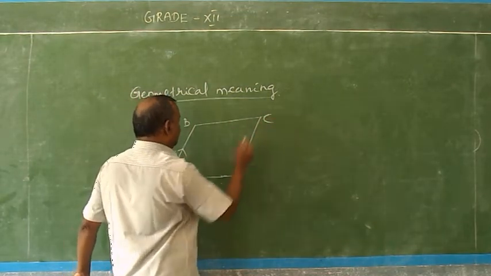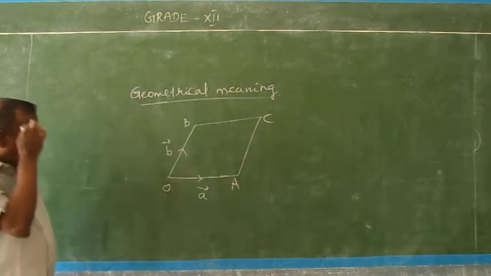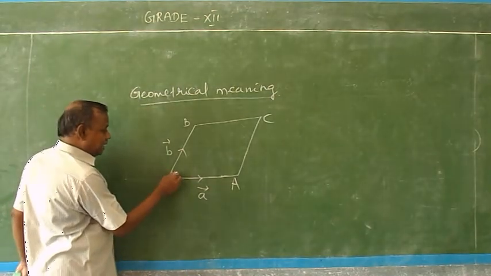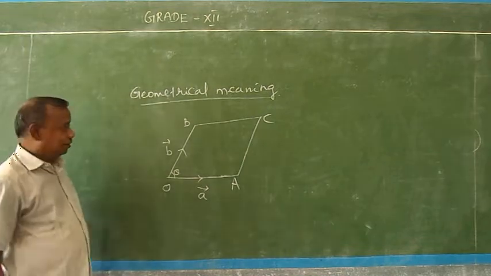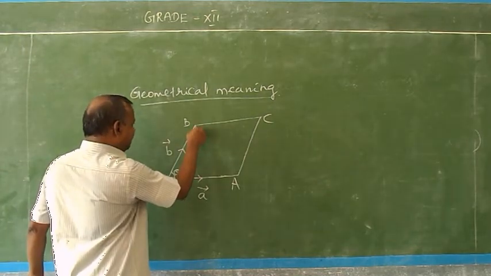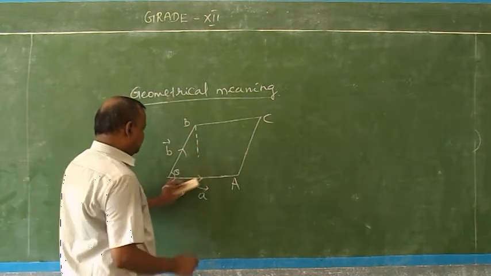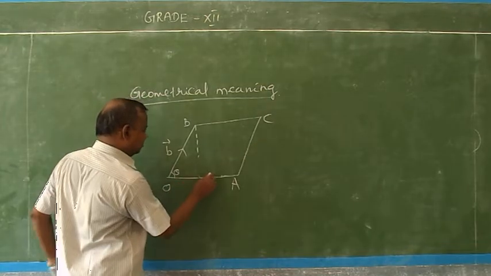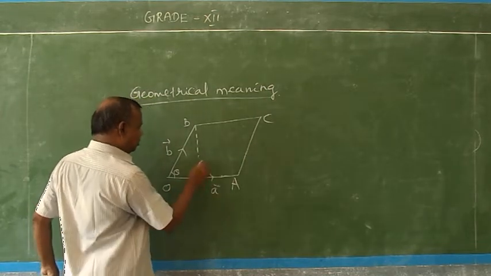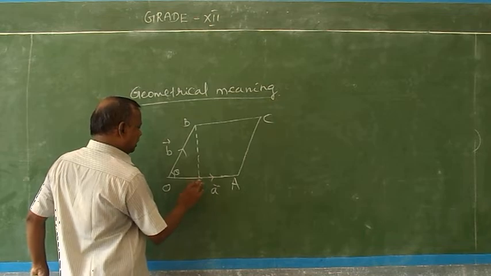Complete the parallelogram OACB. Here, theta is the angle between A vector and B vector. Draw a perpendicular line from B to OA. Let it meet at L.